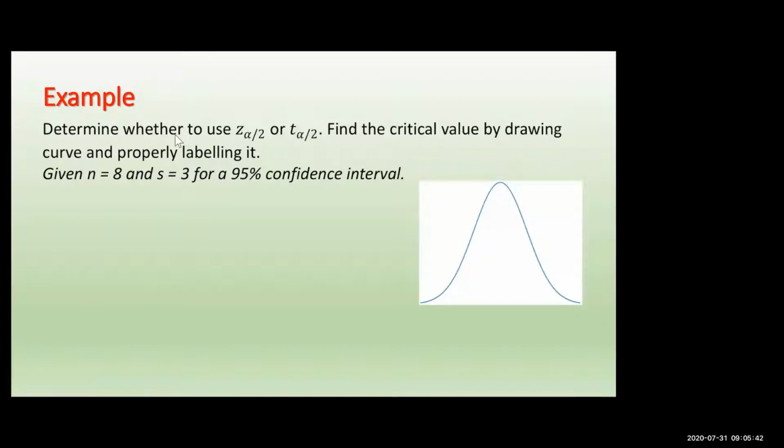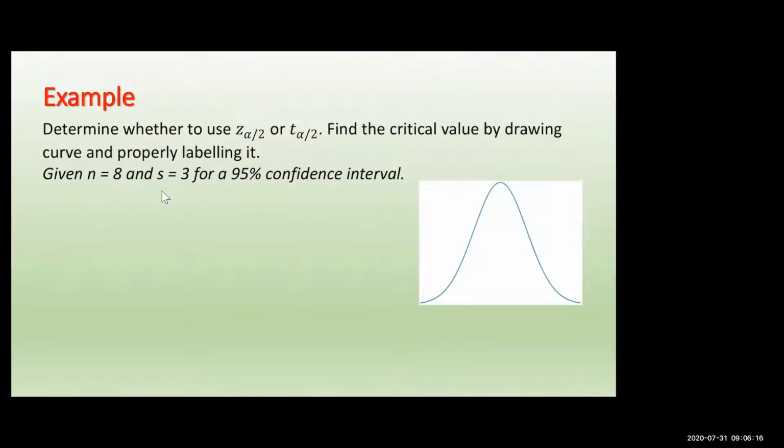Example: determine whether to use Z alpha over 2, that is Z critical, or T alpha over 2, that is T critical. What we have to do is find the critical value by drawing the curve and properly labeling it. So here is the curve. We are going to label that. We need to determine whether we need Z alpha over 2 or T alpha over 2, and find the proper critical value for the information given here.